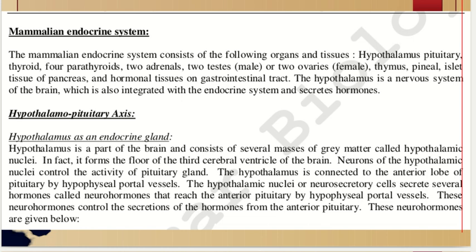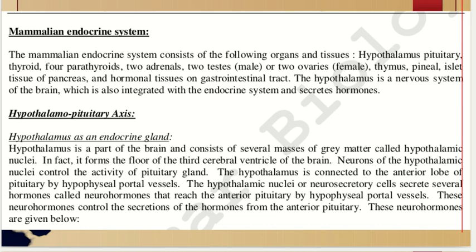Now the mammalian endocrine system consists of organs and tissues: the hypothalamus, pituitary, thyroid, 4 parathyroids, 2 adrenals, 2 testes or 2 ovaries in case of female, thymus, pineal, islet tissue of pancreas, and hormonal tissue of the gastrointestinal tract. The hypothalamus is a part of the nervous system of the brain which is also integrated with the endocrine system, and they secrete hormones. So we have already discussed the anterior pituitary gland.